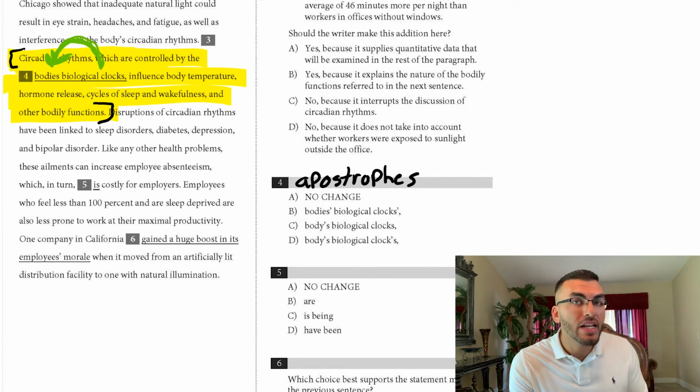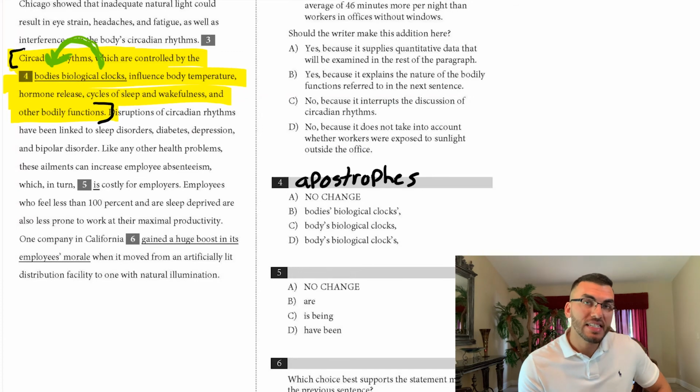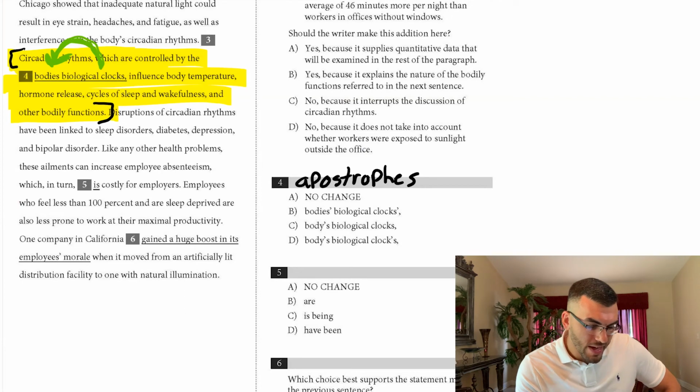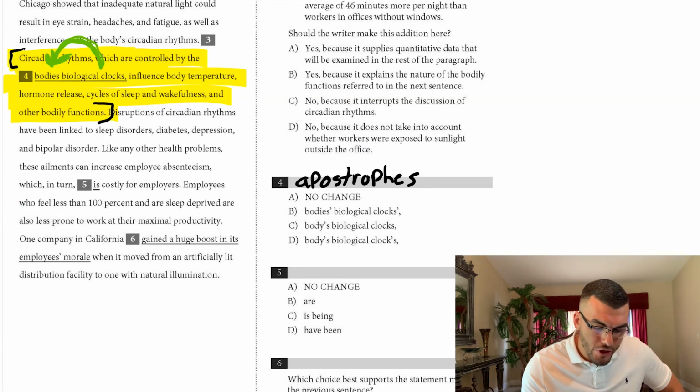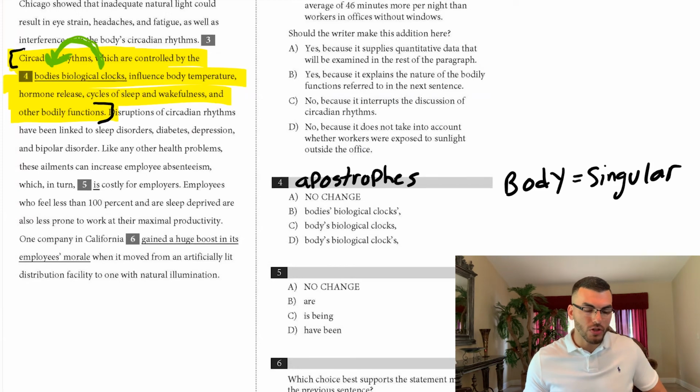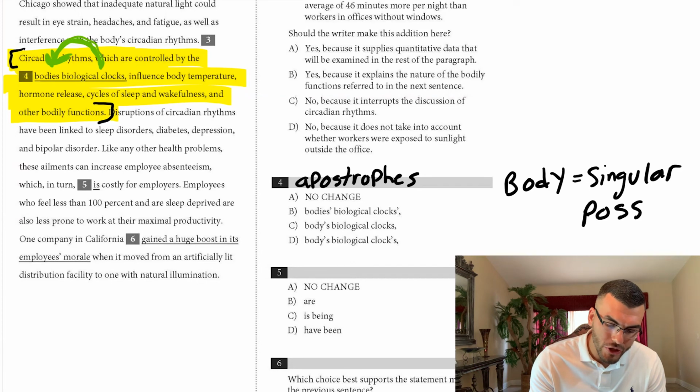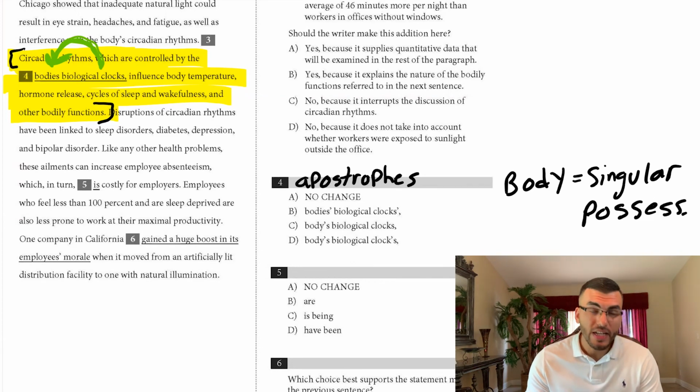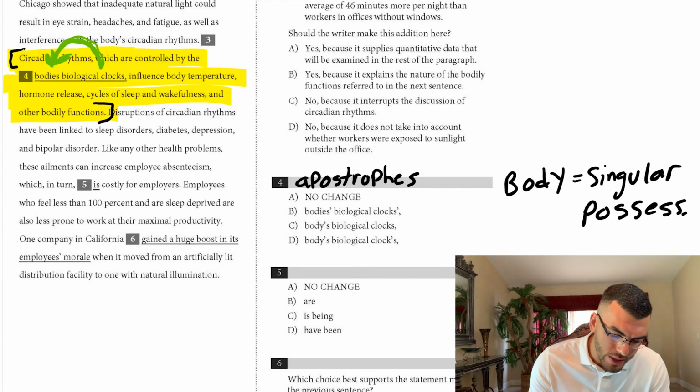Now, is body singular or plural? In this sentence, is body singular or plural? It's singular. Body should be singular, because in this sentence, they're referring to one body, or the circadian rhythms, which are controlled by the body's biological clocks. Your body, one body. They're not referring to multiple bodies. So because it's singular and there is possession shown, then we need the singular form of body, which is displayed in choice C.